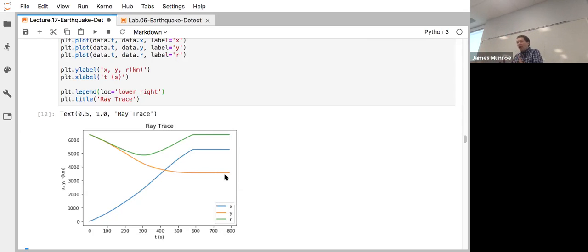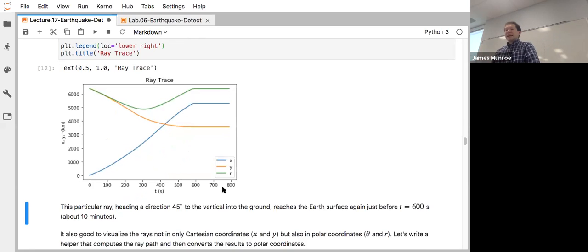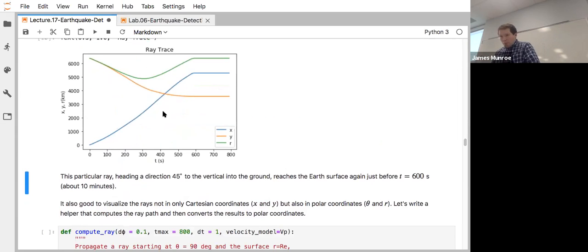The energy can't go anywhere because at the edge where there's no more rock, I've set the velocity equal to 0. So basically these waves propagate until they hit the surface of the planet, at which point the velocity is just set to be explicitly equal to 0. So it sort of stops. What this means is I can model these things now. So this particular ray, which started at an angle of 45 degrees to the vertical, will reach the surface again at about 600 seconds after it launches. Well, 600 seconds, 60 seconds to the minute, so about 10 minutes it takes this wave to propagate through the Earth.